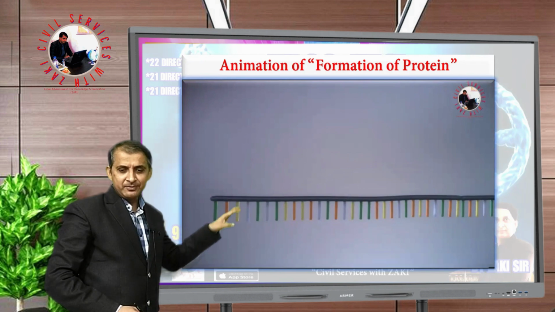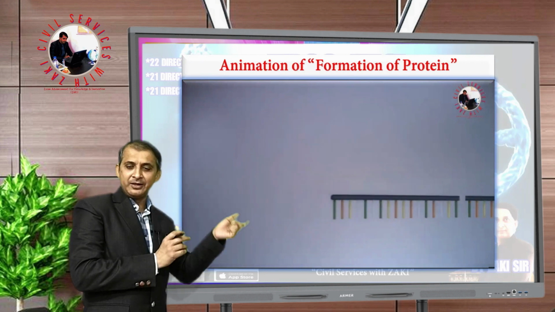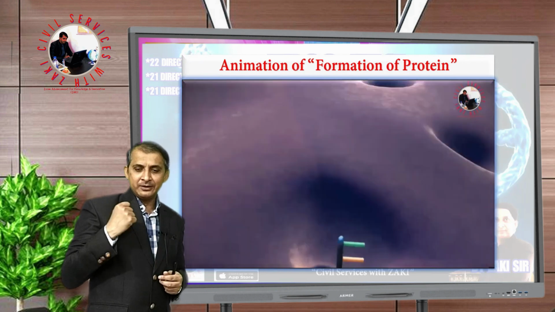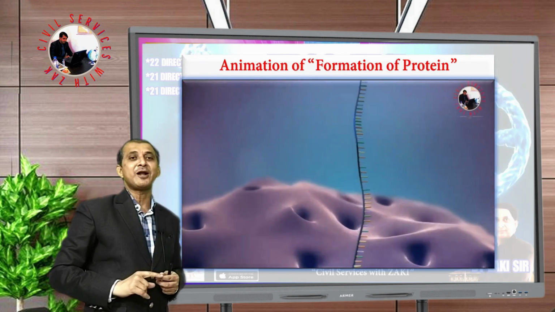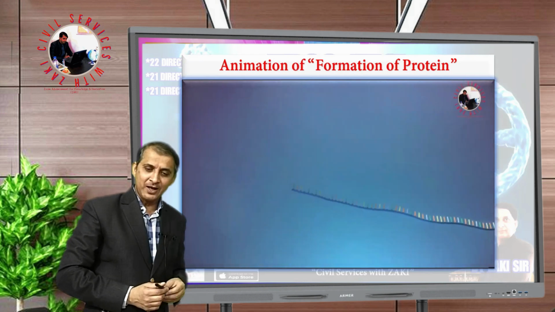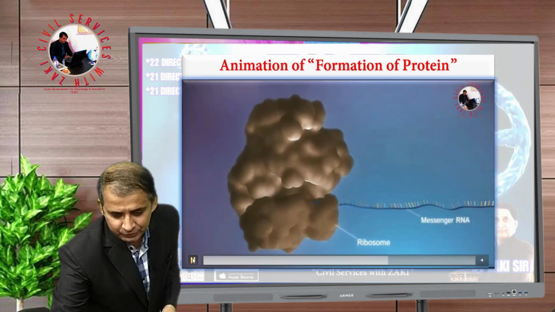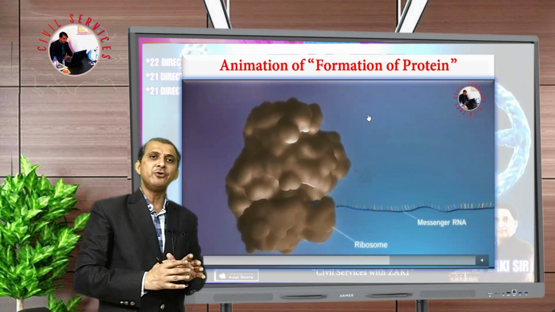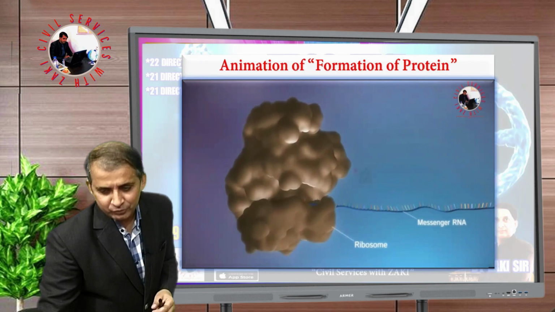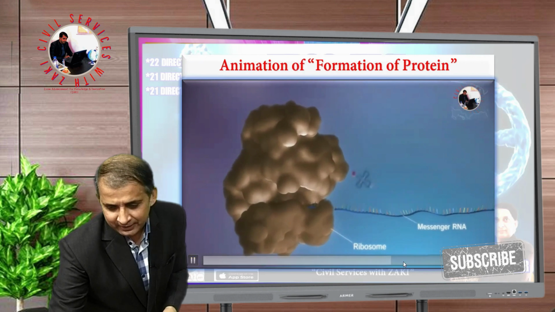If you see this messenger RNA, it is naturally edited in response to the environment. After this editing, the messenger RNA goes to the cytoplasm, and then from the cytoplasm it goes to the protein factory. The protein factory is the ribosome. So the ribosome is known as the protein factory, and the messenger RNA goes to the ribosome.